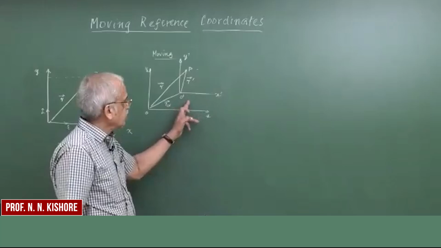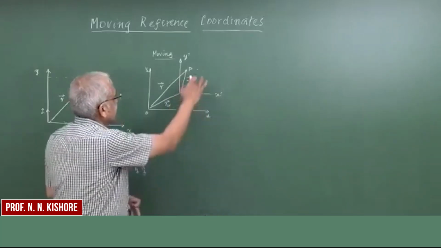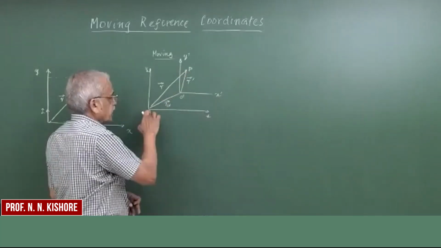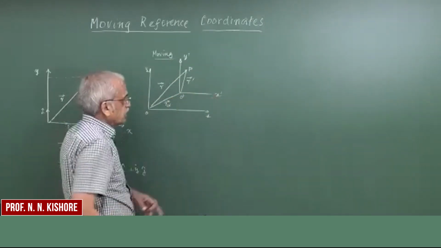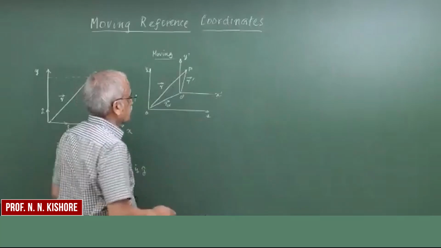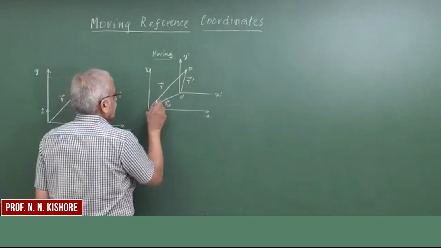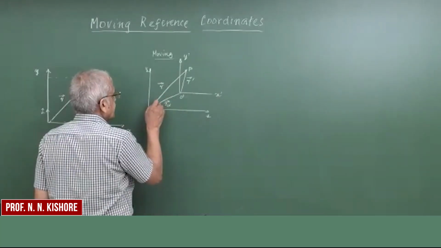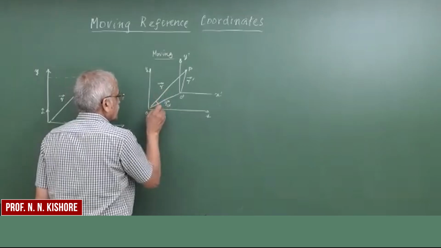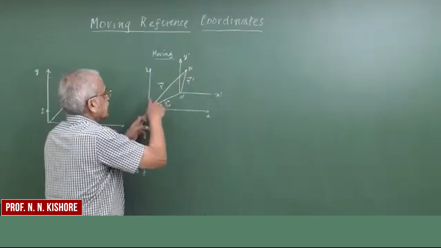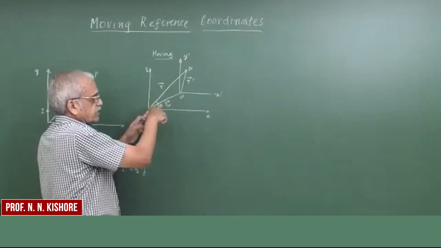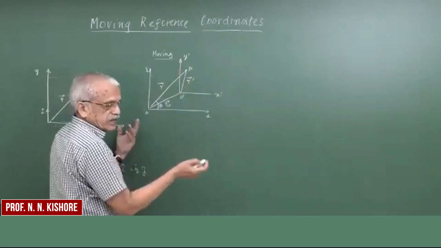So this point is moving, and the point P is measured with respect to the fixed frame, as well as with respect to this frame x prime y prime. So when we talk about this fixed frame, we say that it is along the line at an angle of theta. This is the radial thing.